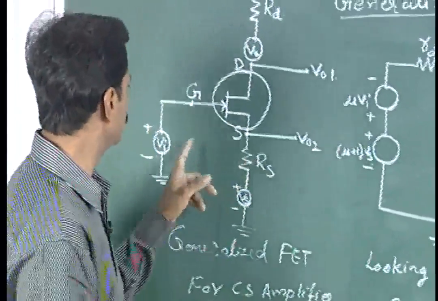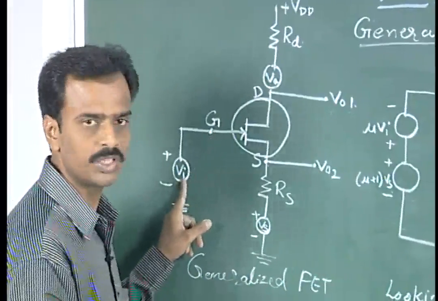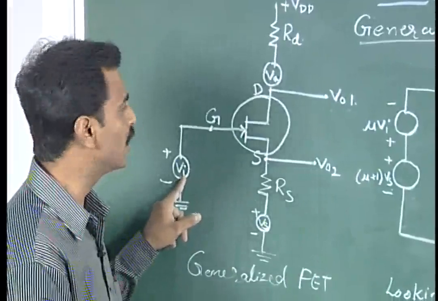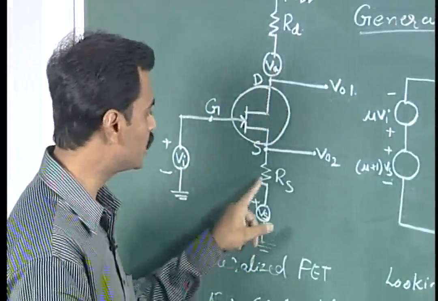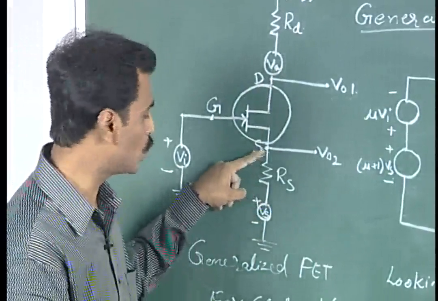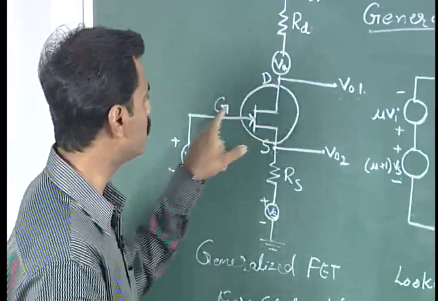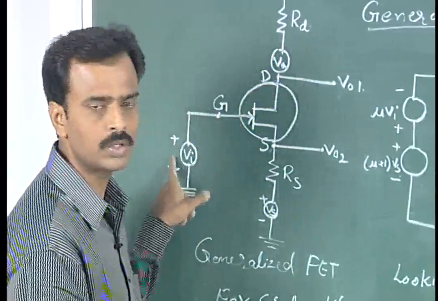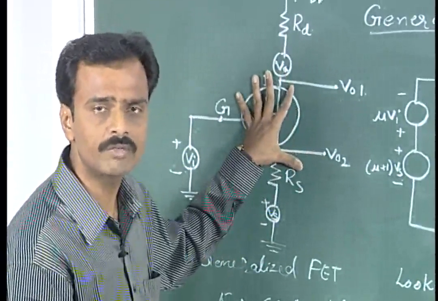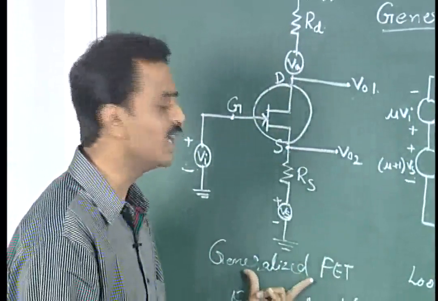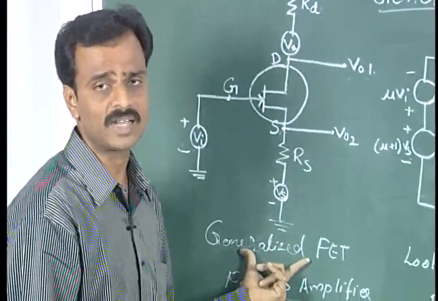You can see here that the gate is connected to a voltage source, called the input voltage, whereas the drain is connected to a voltage source VA, and another voltage source VS is connected to the source. The three terminals are connected by three different voltage sources in series. This type of arrangement of field effect transistors is called a generalized field effect transistor.